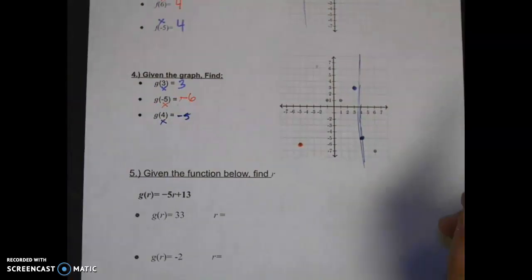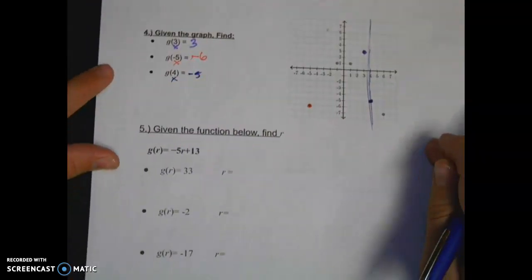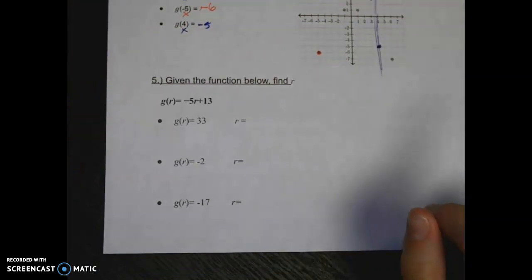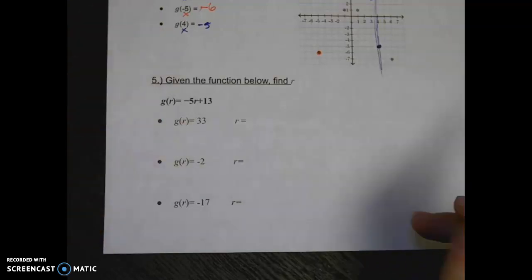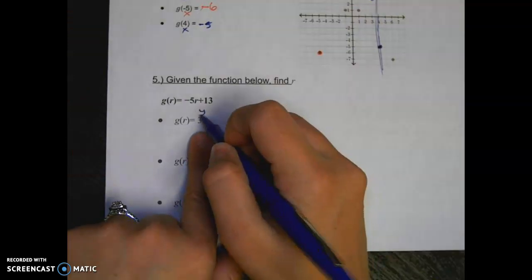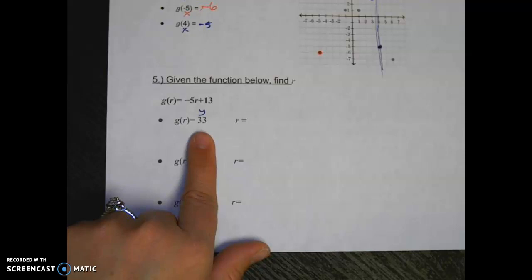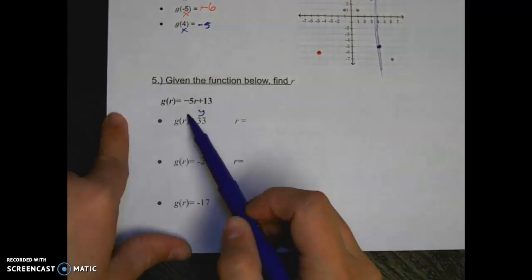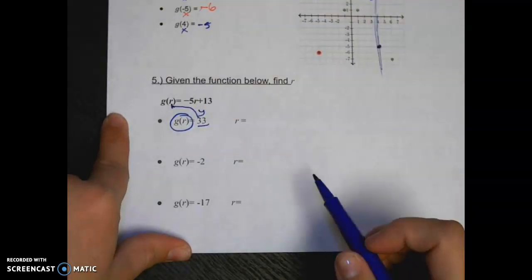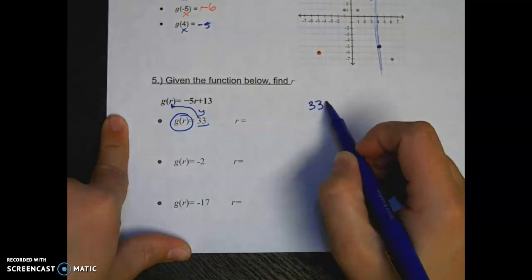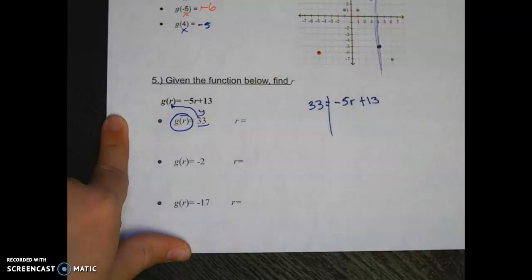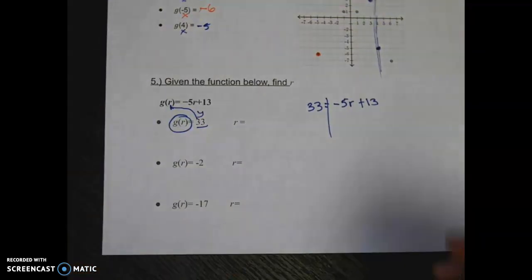So instead of finding the y's, now we're going to find the x's. It says, given the function below, find r, which is essentially my x. So we have our y, which is equal to 33. Where it has this g of r, I'm going to plug in this number 33 there. So I'm actually going to have 33 equals -5r plus 13. Remember how I said this will all come back together eventually? Well, here it is.